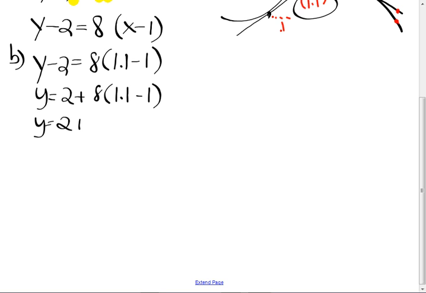2 plus 8 times 0.1. See why I want to leave it in that form? I'm pretty close to the point where I made the approximation, so it's a pretty good answer. So y is equal to 2.8 on the tangent line.